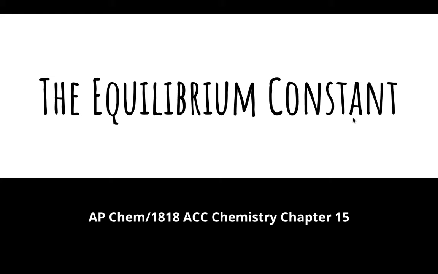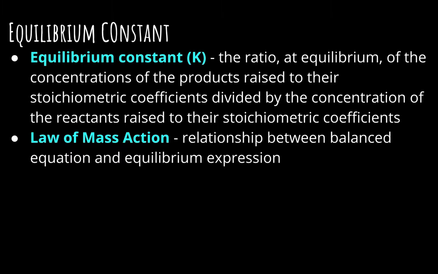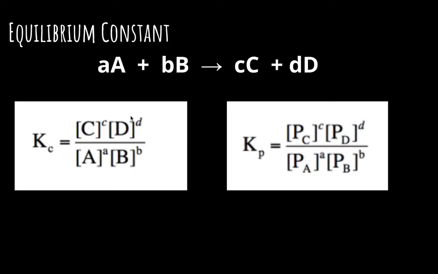Okay, so the next thing we want to look at is something called the equilibrium constant. The equilibrium constant is a ratio of the concentrations of the products raised to their coefficients divided by the concentrations of the reactants raised to their coefficients. This is something that you can set up for a system that's at equilibrium, and then you can solve for this constant. There's something called the law of mass action, which just means we're looking at the relationship between a balanced equation and this equilibrium expression. So we're going to learn how to set those up.